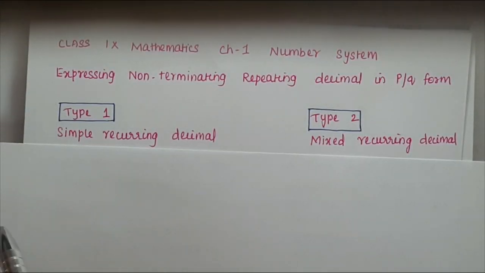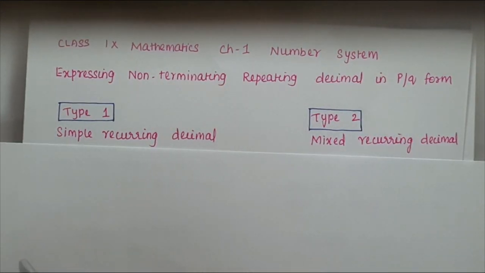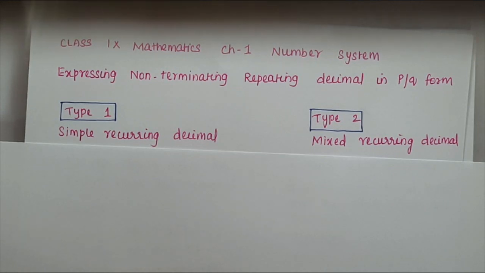Today we are going to discuss Class 9 NCERT Mathematics Chapter 1 Number System, expressing non-terminating repeating decimal in p by q form. It's an introduction video. So what is non-terminating repeating decimal? In a decimal, a digit or sequence of digits in the decimal part keeps repeating itself infinitely. Such decimals are called non-terminating repeating decimals.